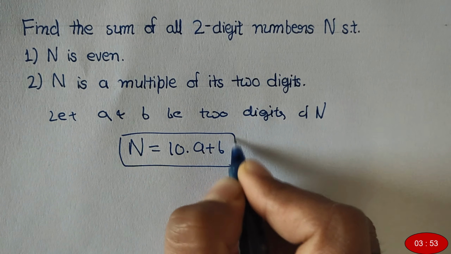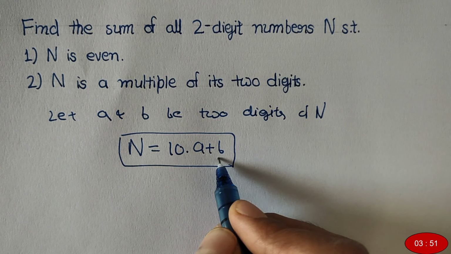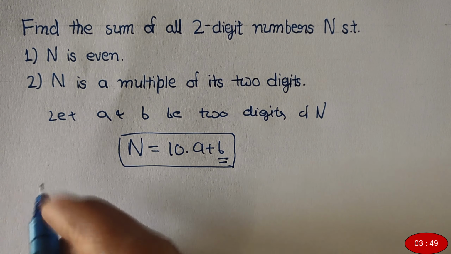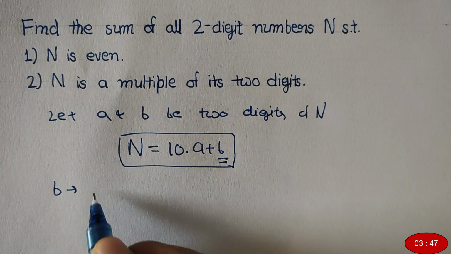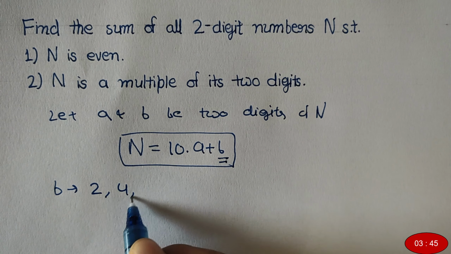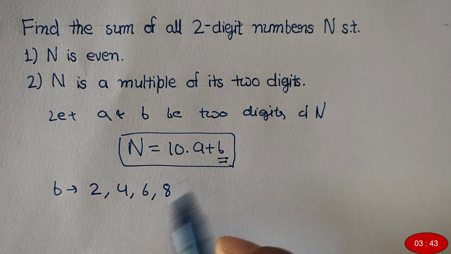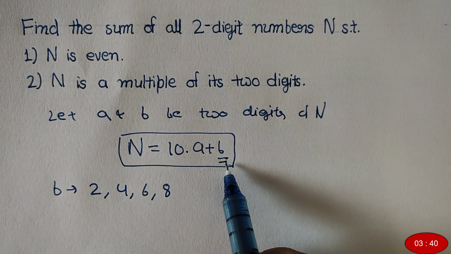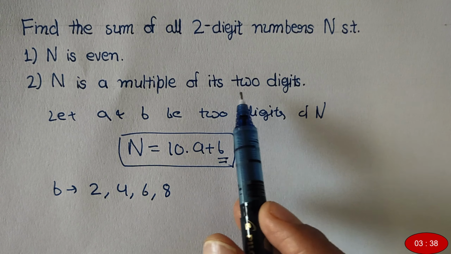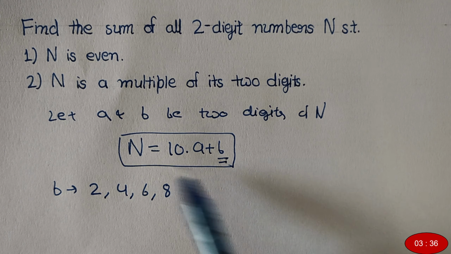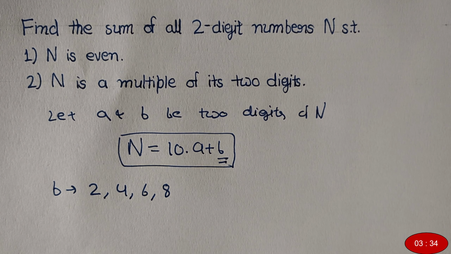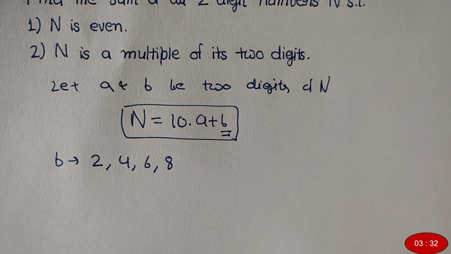First condition: n is even. For that, the digit in the unit place must be even. So here are the possibilities of B: 2, 4, 6 and 8. We are not taking B equals 0 as n is also a multiple of its digits. If we take B equals 0, then n also becomes 0. So we are not considering that case.